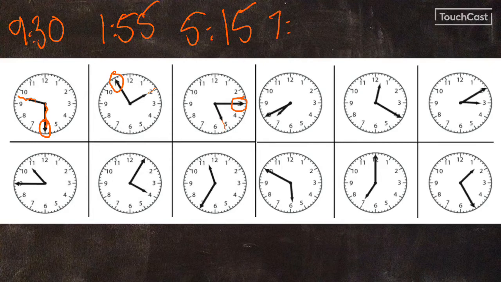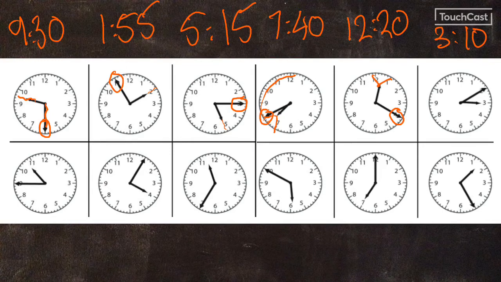Next one, 7:40. Hour hand is between the 7 and the 8. Notice how it's getting closer to the 8 because the minutes are getting closer to the end of the hour. And the minute hand is pointing right at the 8. Counting around 8 lots of 5 is 40, or knowing that 8 lots of 5 is 40. Next one, 12:20. Just in between the 12 and the 1, and pointing right at the 4. 4 lots of 5 is 20.